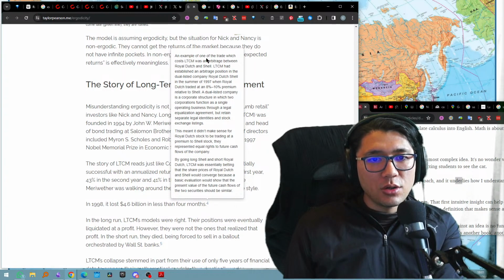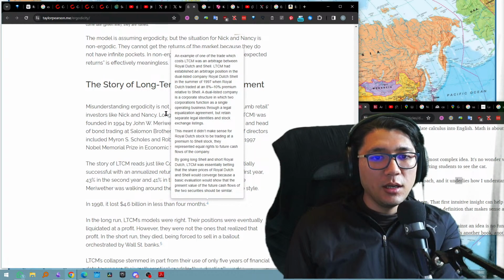An example of one trade which cost LTCM was an arbitrage between Royal Dutch and Shell. LTCM had established an arbitrage position in the dual-listed company Royal Dutch Shell in the summer of 1997 when Royal Dutch traded at a 10% premium relative to Shell. A dual-listed company is a corporate structure in which two corporations function as a single operating business through a legal equalization agreement, but retain separate legal entities.